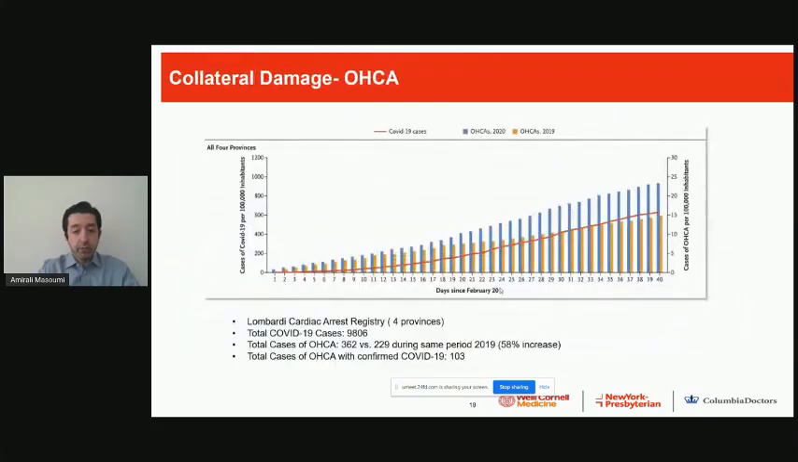The other surrogate for these late presentations was out-of-hospital cardiac arrest. This is the data from Italy. More than 50% were observed in terms of cardiac arrest. We have similar data within our NYP system that we submitted, and hopefully it will be published so I can show you the data.